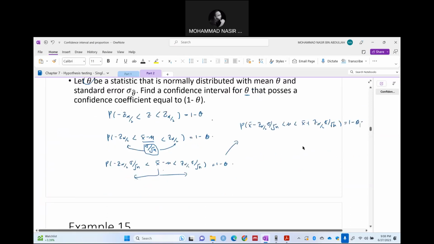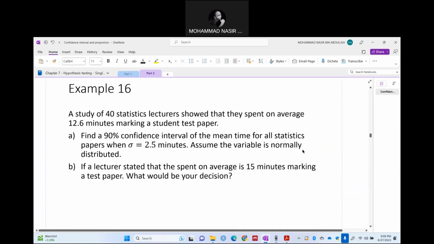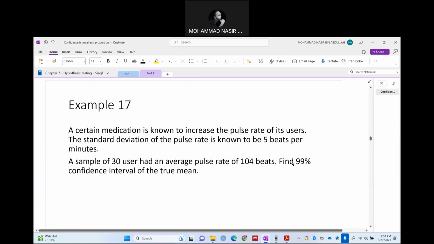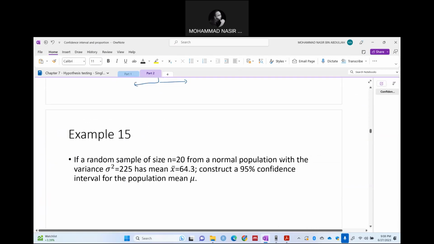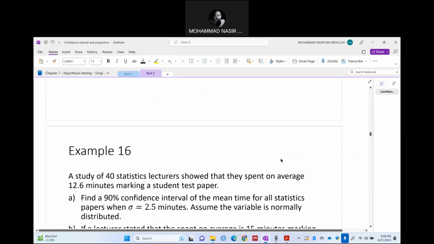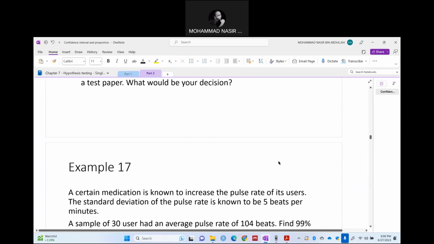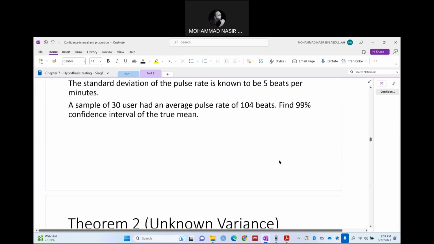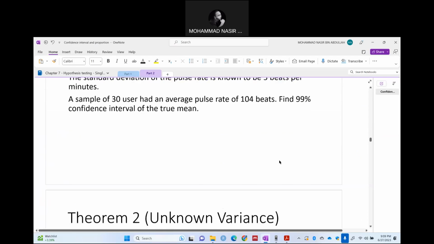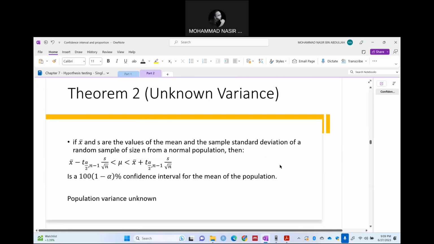So example number 15, 16, I think you can do by yourself. And 17 also, right? So for 15, this is Z distribution. 16 also Z distribution. 17 Z distribution, right? Should be simple, right? Now let's look at theorem number 2.